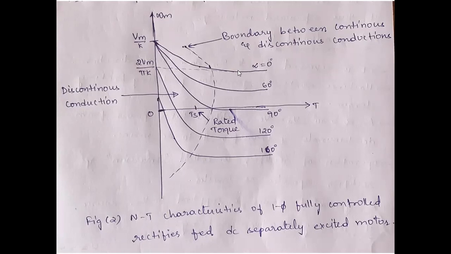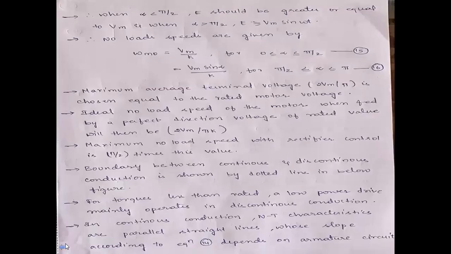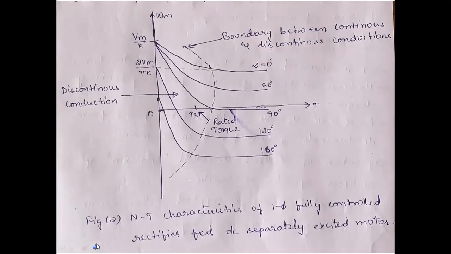These parallel lines' slope will depend on equation 14, which is nothing but the no-load speed equation. Depending on this equation, we are able to find out the slope of these parallel lines in the continuous conduction mode. This equation depends mainly upon the armature circuit resistance Ra.